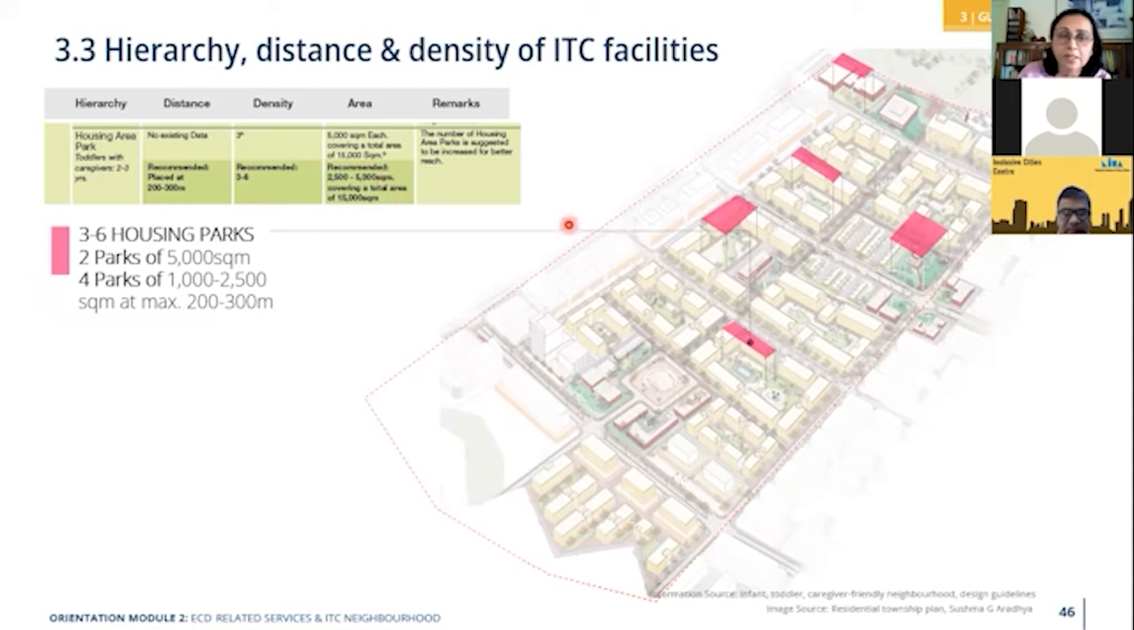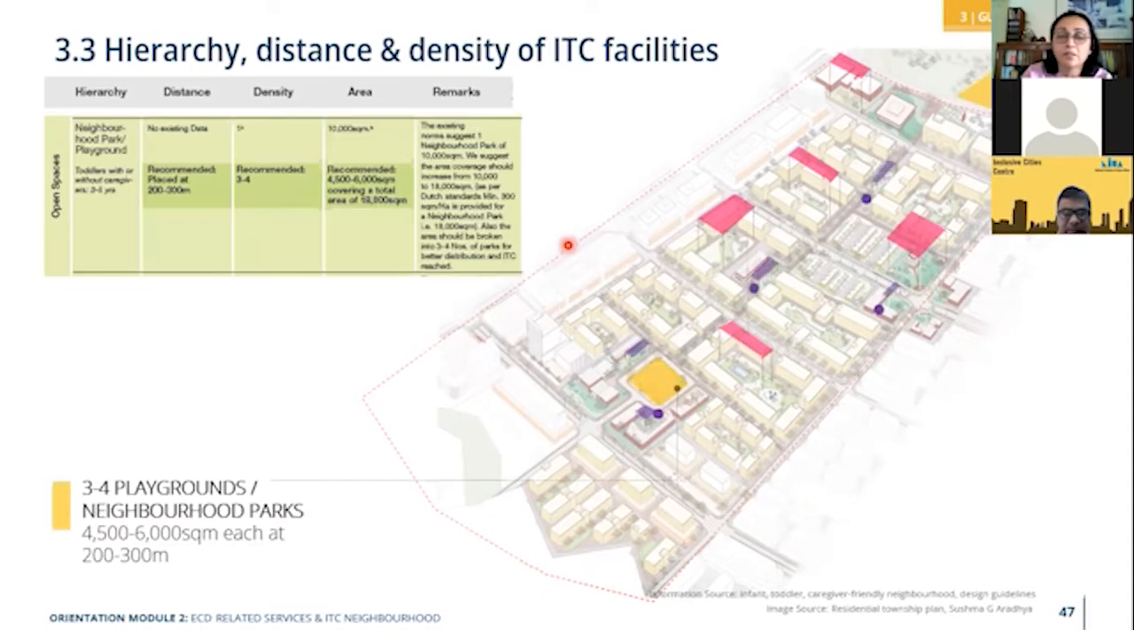The second scale is 3 to 6 housing parks, which are slightly larger in size, about 5,000 square meters, and this is the place where different age groups besides the ITC unit can also socialize and carry out different types of play. Such parks are recommended at every 200 meters. So the guideline for the slightly larger parks is that they should occur at every 200 meters, again within the range where a very young child can walk.